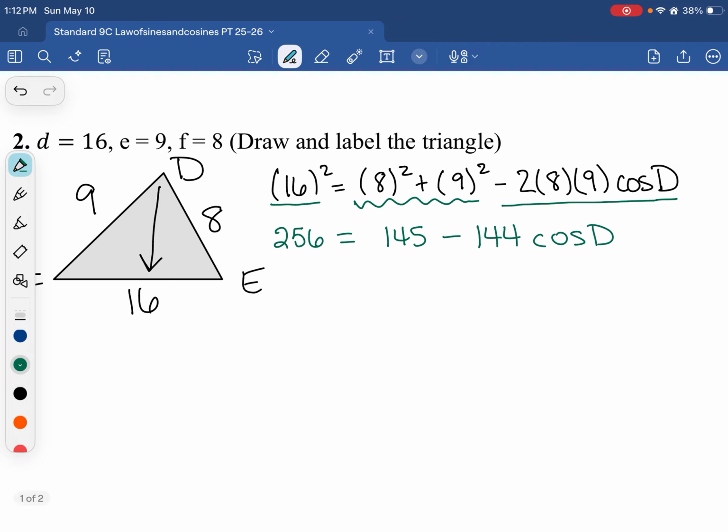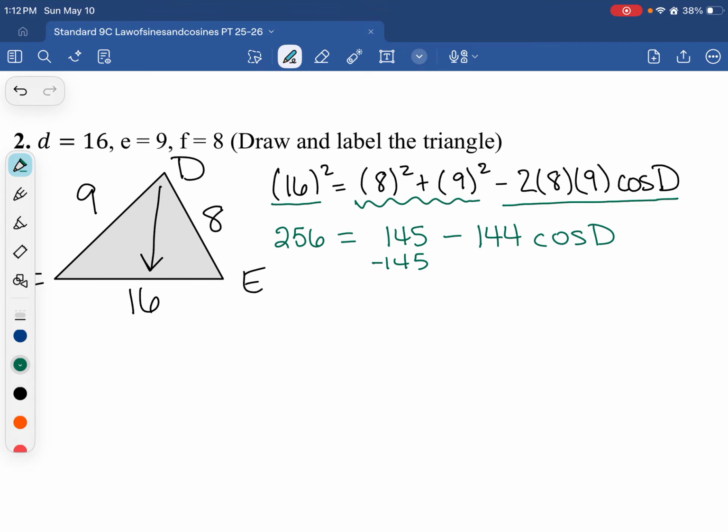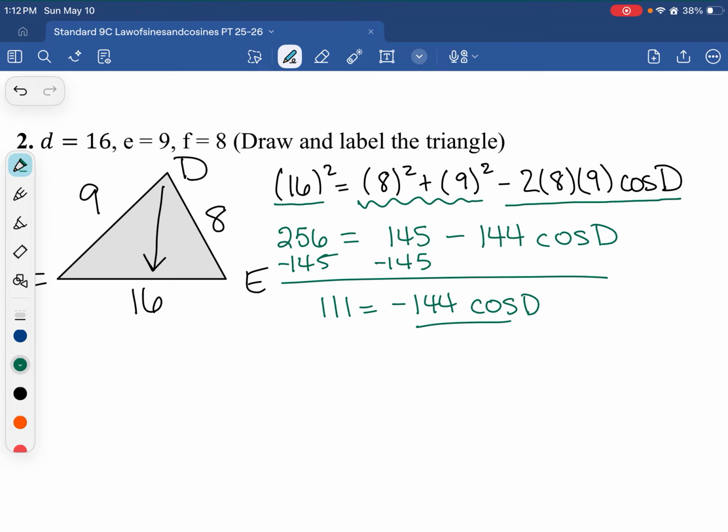So next thing I'm going to do is I'm going to subtract 145 over. Remember, you cannot combine those two numbers because they both don't have cosine of D, those two numbers being 145 and 144. And then I have 111 equals -144 cosine of D. When you are finding angle D, or angle whatever that is missing, you will divide by a negative number. I keep these separate.